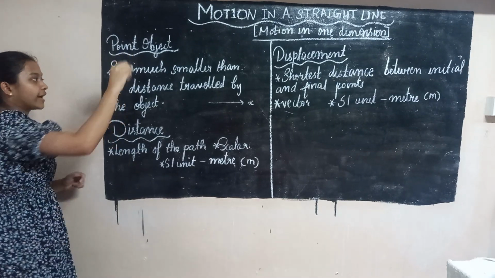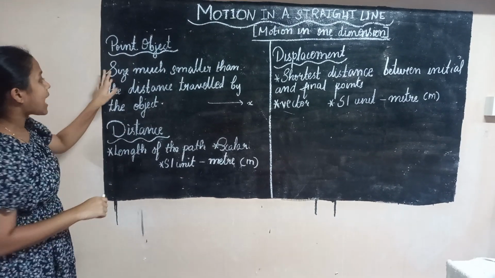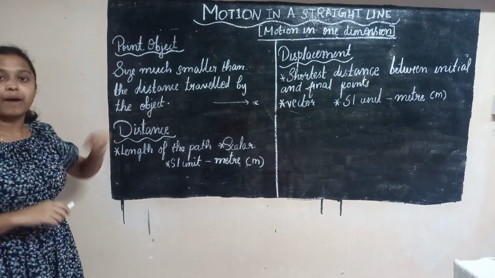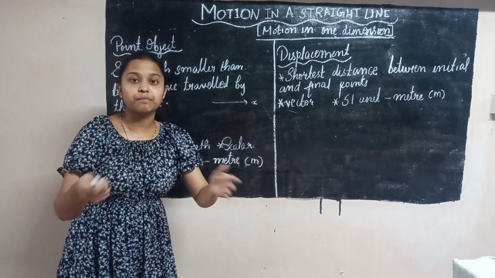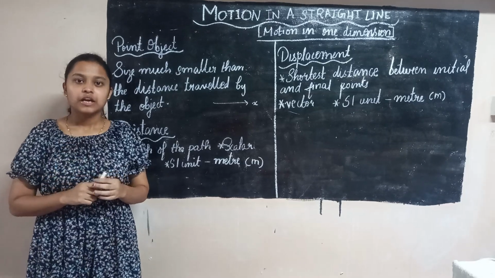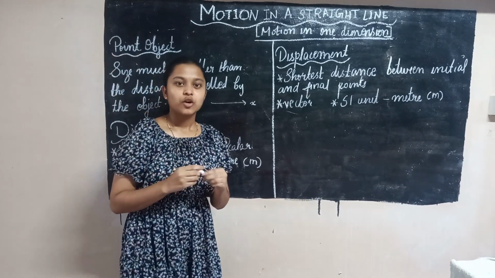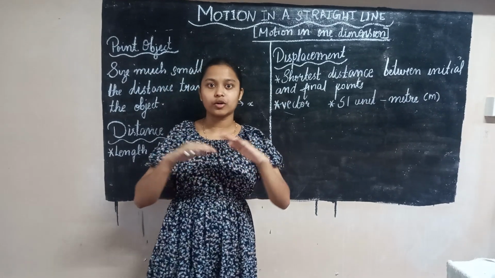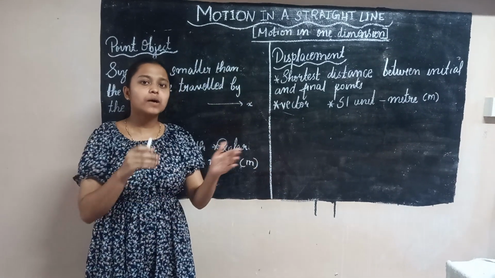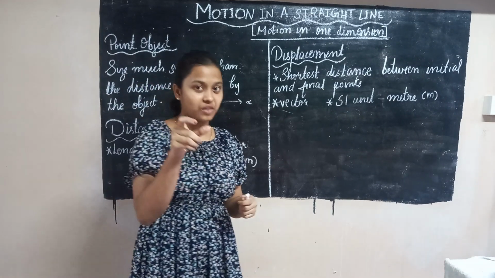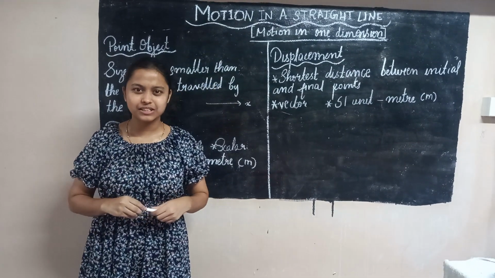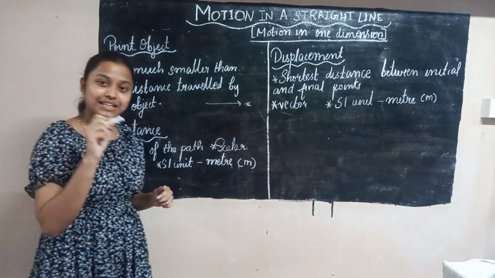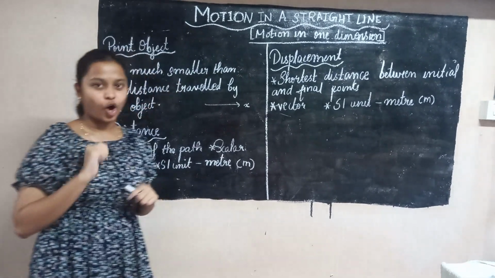Next, about the point object. The size of the object is much smaller than the distance travelled by the object. Let us make it much clearer with an example. We are considering a bike whose linear size is this small and it has travelled about 100 kilometers. Now comparing the linear size of that bike and the distance it has travelled, the size is much smaller compared to the distance. So in this case, the bike is a point object.